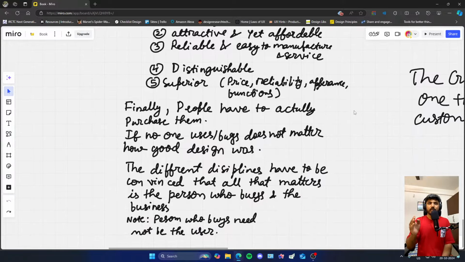If no one uses or buys, it does not matter how good the design was or how much effort we put in creating this system or creating this product. Different disciplines have to be convinced that what matters is the person who is buying, and the business. Note that what I've put here is from my own experience, that the person who's buying need not be the user himself. I think this is not just my observation. A lot of people must have observed this in B2B scenarios. In B2C scenarios, it's very common that the customer is the user, but in B2B, the customer need not be the user.